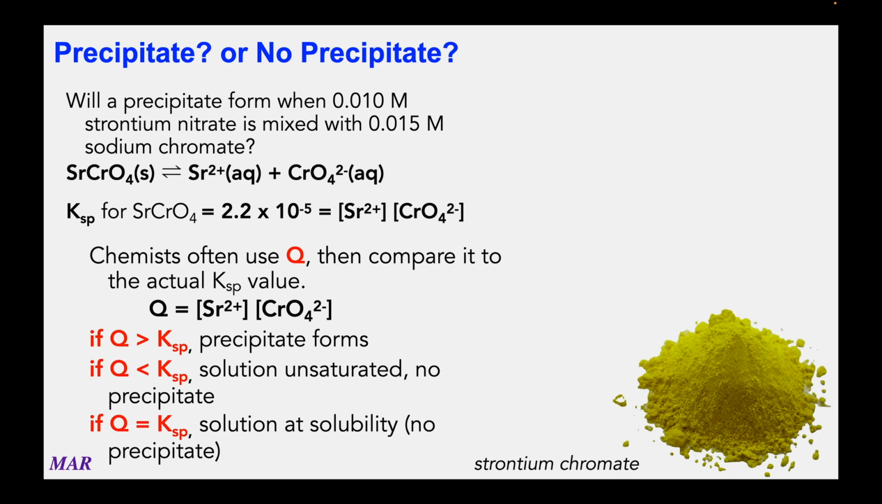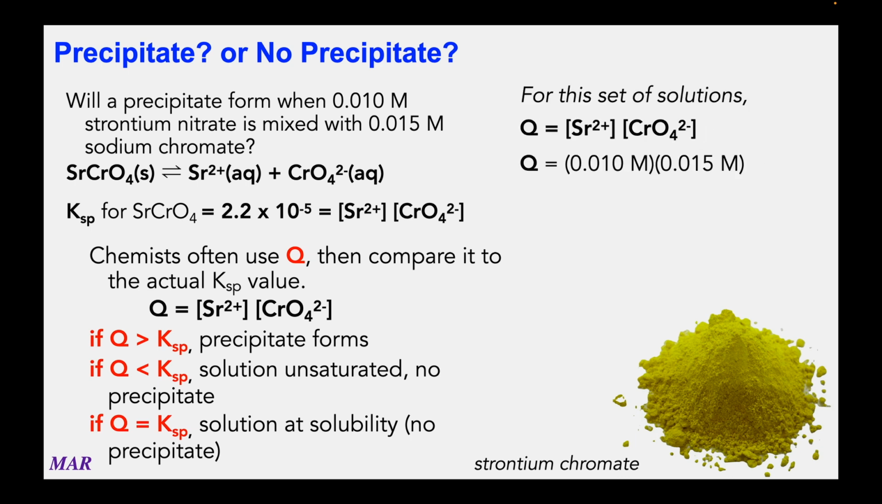So we're going to use the 0.010 for the strontium, and the 0.010 for the chromate, and see how this works out. In this problem, I'm going to multiply those together and calculate Q. Q comes out to be 1.5 times 10 to the minus 4. And remember, KSP is 2.2 times 10 to the minus 5. Well, 10 to the minus 4 is bigger than 10 to the minus 5. Q is greater than K, so that means a precipitate forms. Strontium chromate has been made.